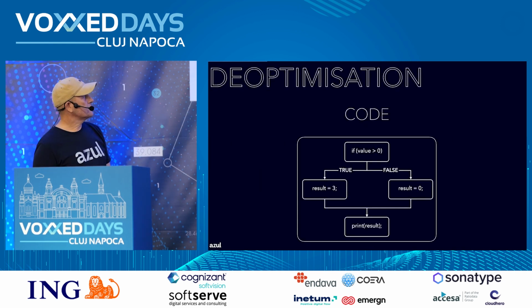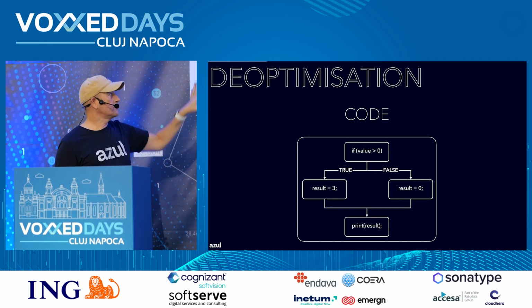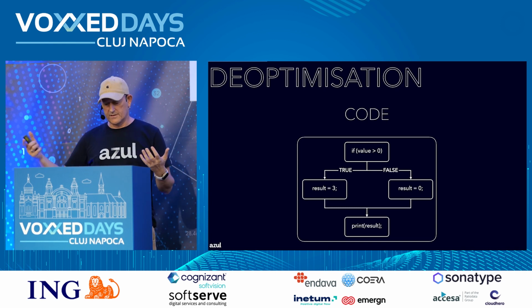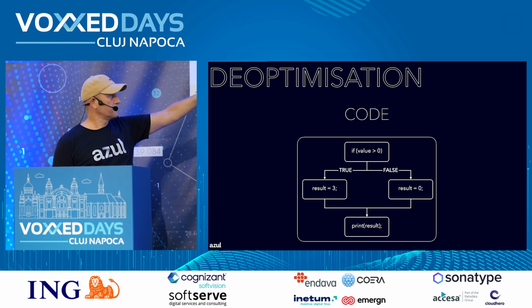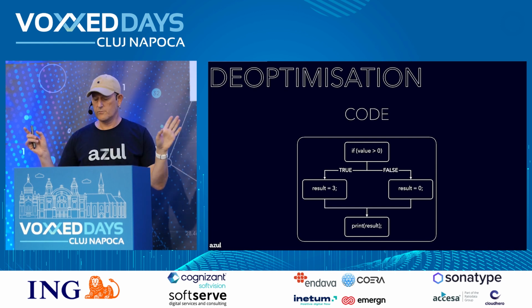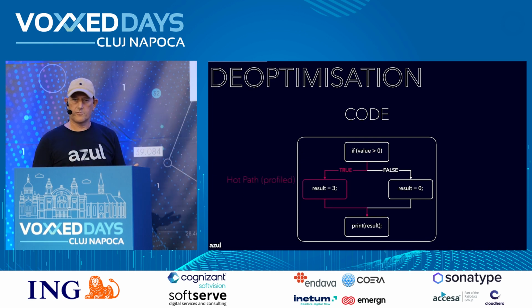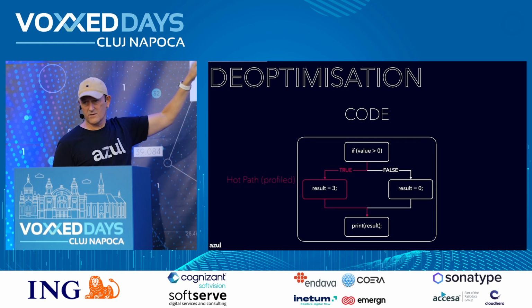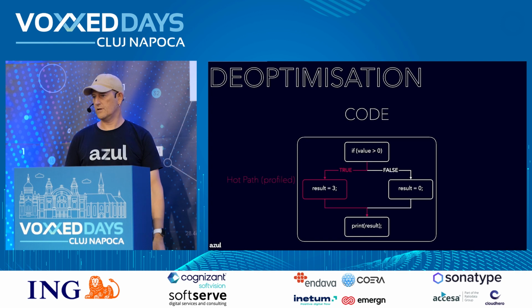So de-optimization is if we take a block of code like this, right? It's a very simple if-then clause. We just check if a value is greater than 0. If this is true, the result should be 3. And if not, the result should be 0. And then we print it. So this is our code. Now we figure out with the profiler that 99% of the time, it's always greater than 0. So that means the result is almost always 3.